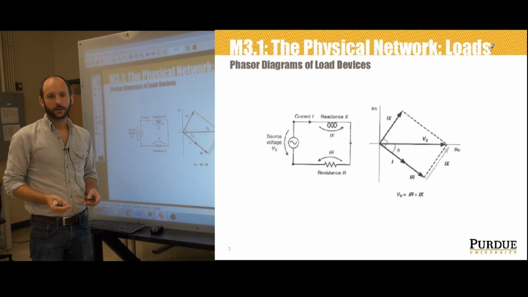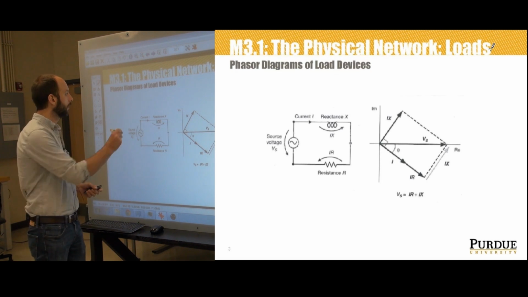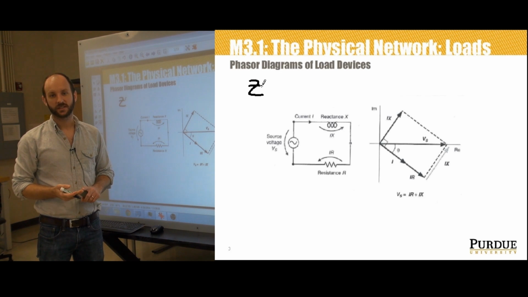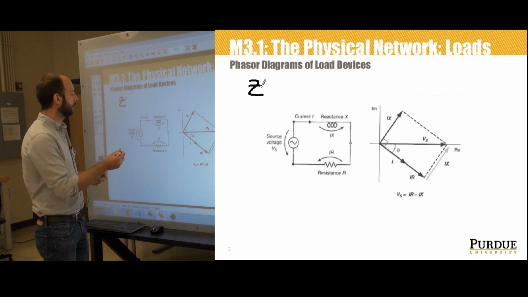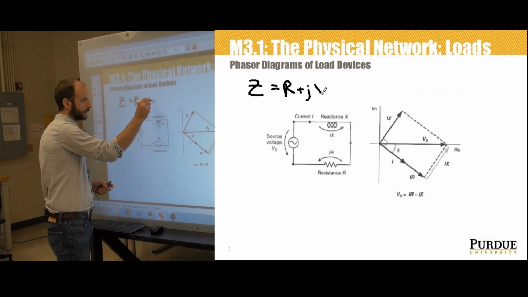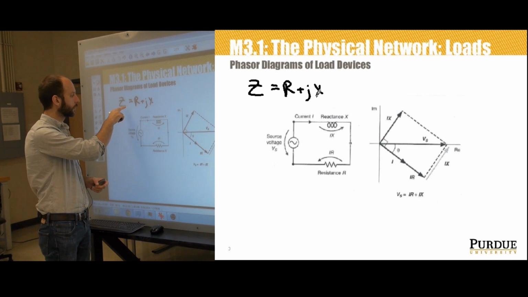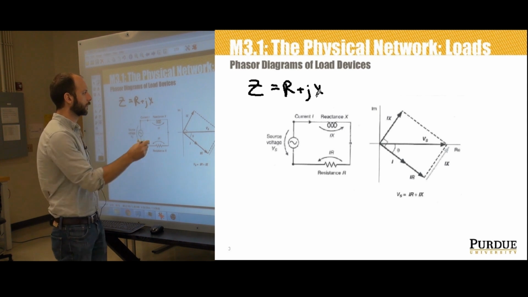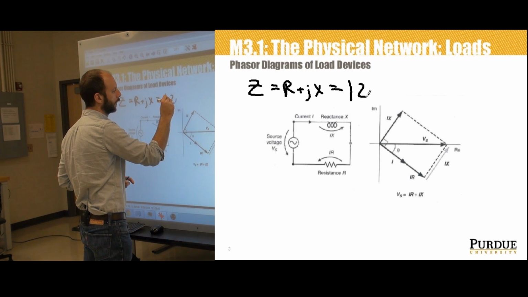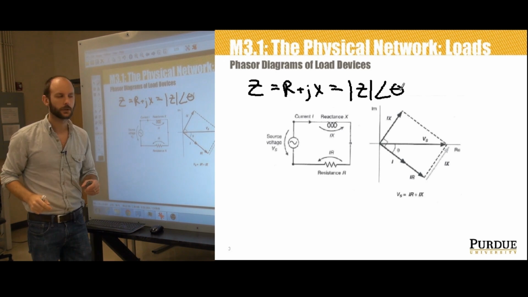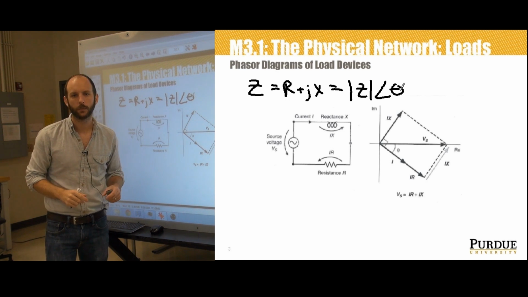From an engineering perspective, we look at loads in terms of their impedance Z, right? Which is the combination of their resistance and their reactance, and Z is often given as the formula R plus jX. R being the resistive portion of the impedance and X being the reactive portion of the impedance. You could also write this, recall, as the magnitude of Z at some angle. Just a conversion from rectangular to polar form.